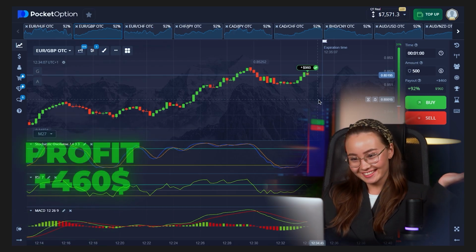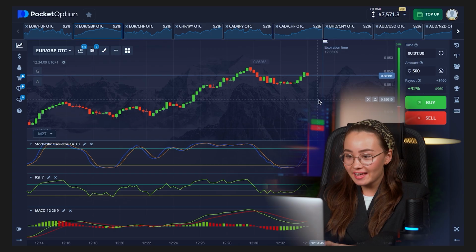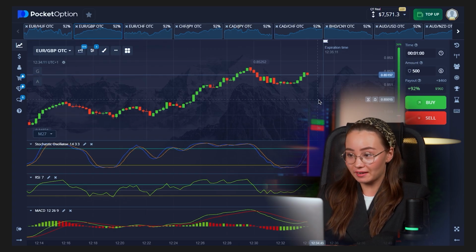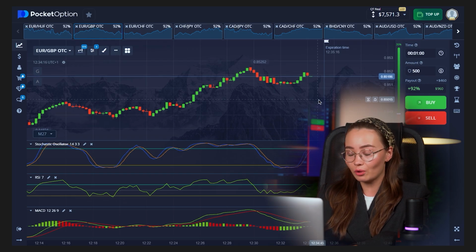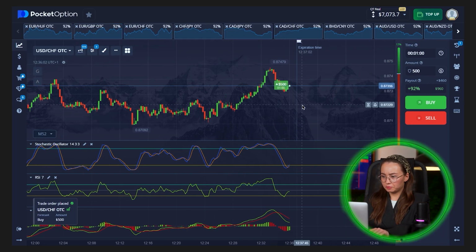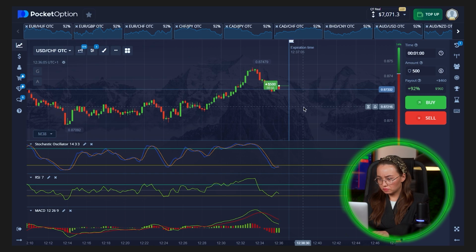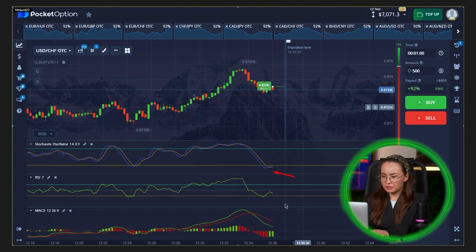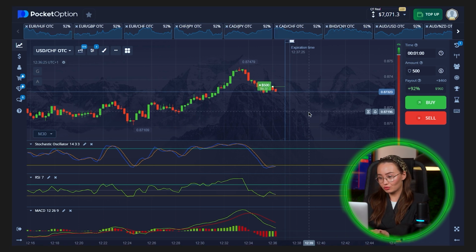Got it! Notice how RSI and stochastic change their readings. As soon as we hit the upper zone, the trend reversed downward. Open a long trade. Perfect setup here. We have upward signals here, here and here, plus an uptrend. This is the best textbook example today. Everything will go smoothly. And let's watch.